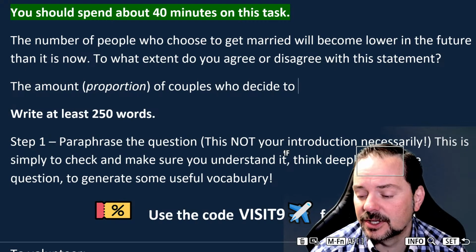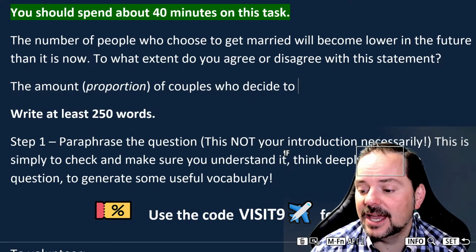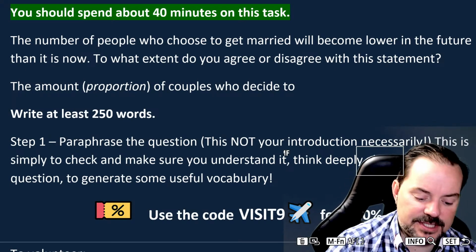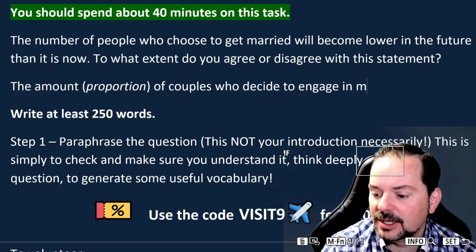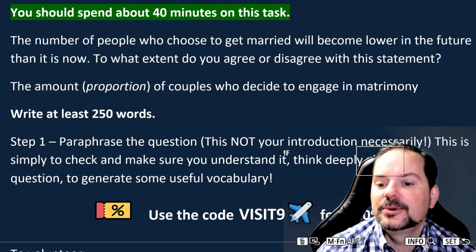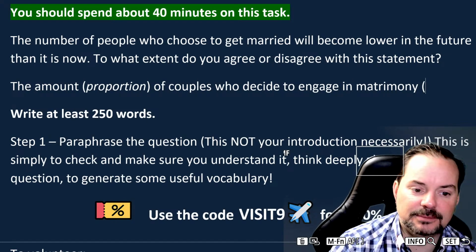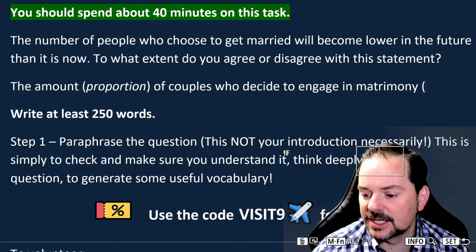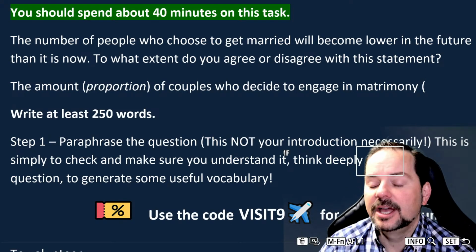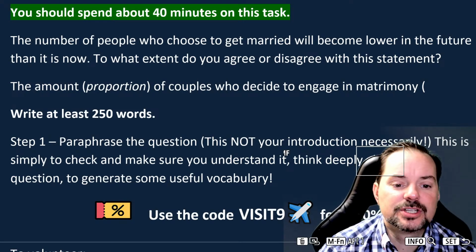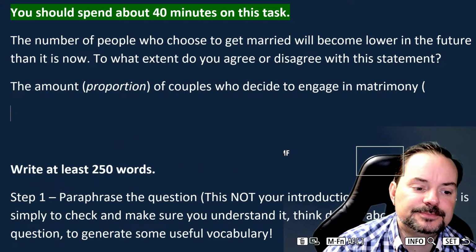Yeah, Anahita, very nice. That who engage in matrimony, who decide to engage in matrimony. There is another way as well. That's a nice paraphrase. That's an idiom or an expression. Anybody know the idiom or the expression which means to get married?